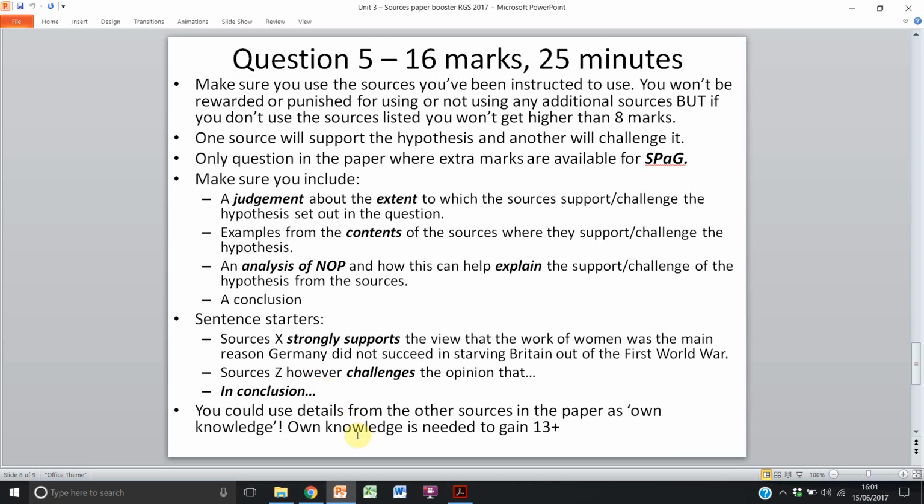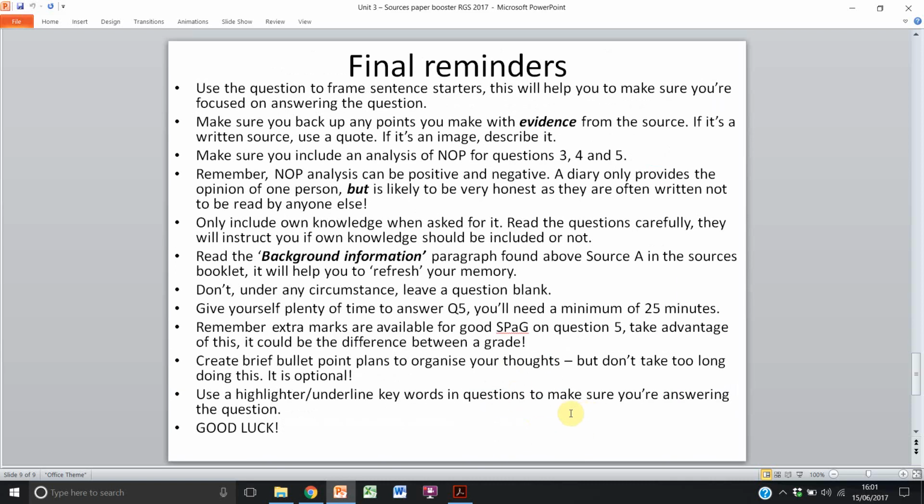And a little bit like what I was saying with some of the earlier questions, what you could do is use details from the other sources in the paper as your own knowledge. And if you want to get 13 marks or better, you have to include some own knowledge. Okay, so it's really important that you do that.